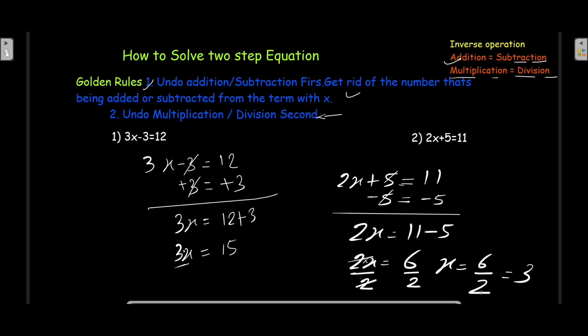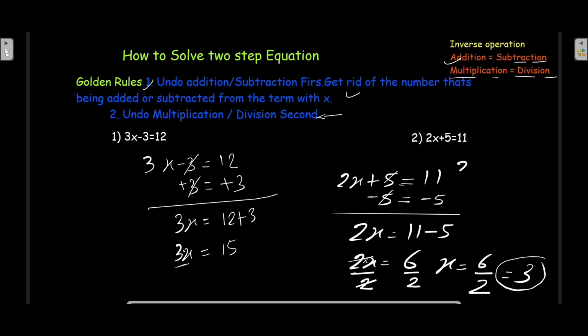What times 2 gives us 6? 3 times 2 gives us 6. So x is equal to 3 is our correct answer. If we want to verify that x is equal to 3 is correct, we have to plug this value into this equation.